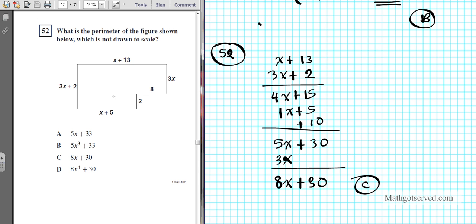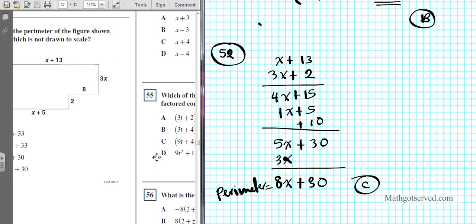Okay, just by simply adding all the measures of each side together, that will give us what the perimeter is. So this is what the perimeter is. All right. Now let's take a look at the next question.